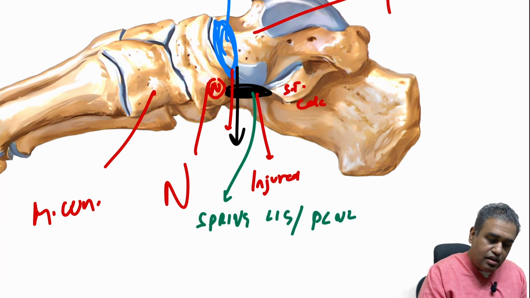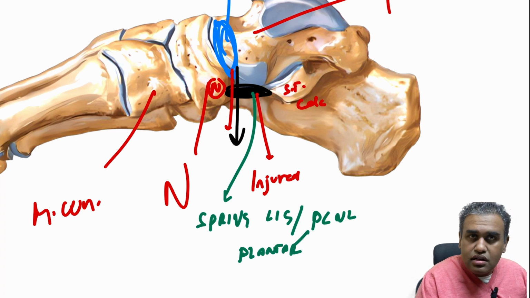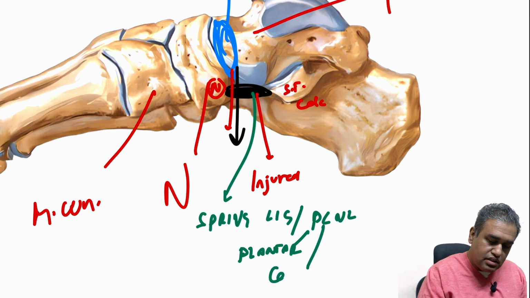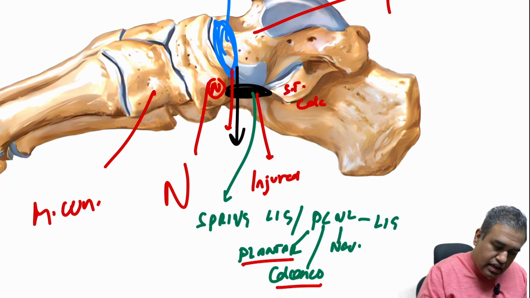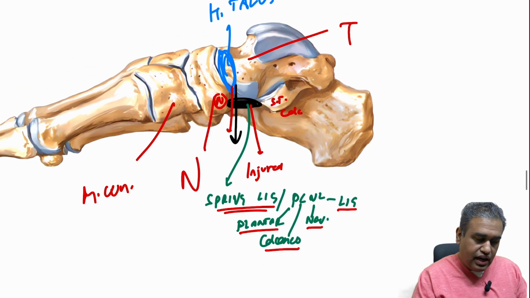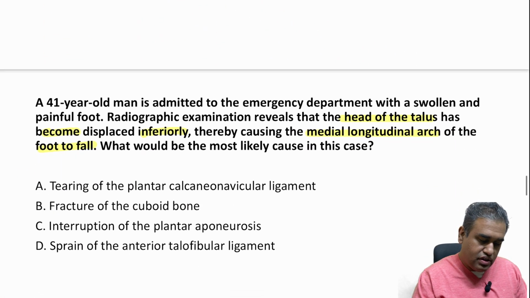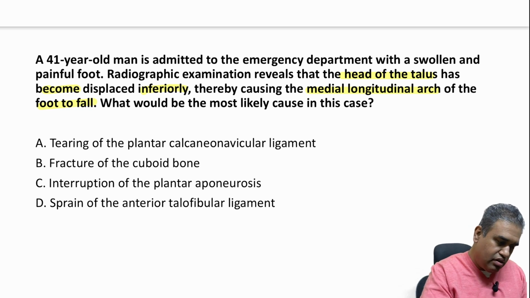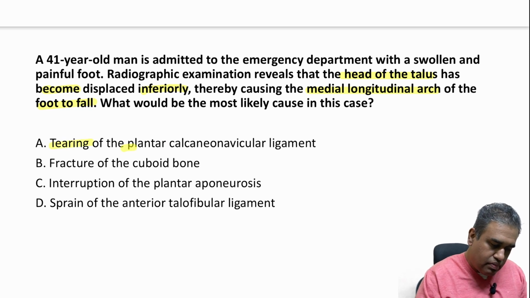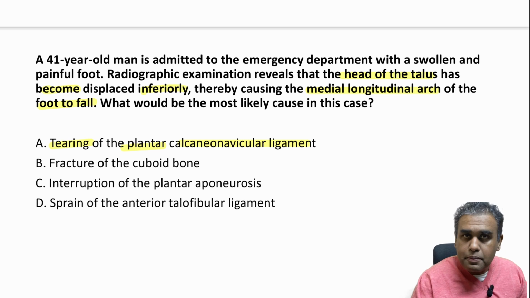What is PCNL? PCNL is plantar because it is on the plantar aspect. C is calcaneo, N is navicular, and L is ligament. So this is PCNL, plantar calcaneonavicular ligament, also known as the spring ligament. So the answer to that question over here will be damage to the spring ligament, option number A. If we look at option number A, tearing of the plantar calcaneonavicular ligament.